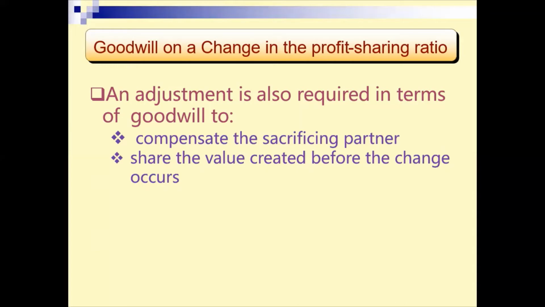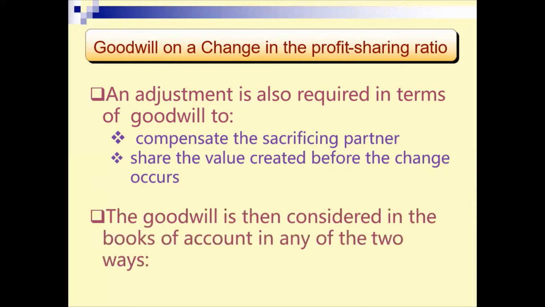So before that change takes place, the partners decide to share the value that has been created so that each partner benefits based on the existing profit sharing ratio and based on the contribution that they have made in the business up to that particular point before the change takes place. The goodwill is then considered in the books of accounts of the business. It can be done in two ways.